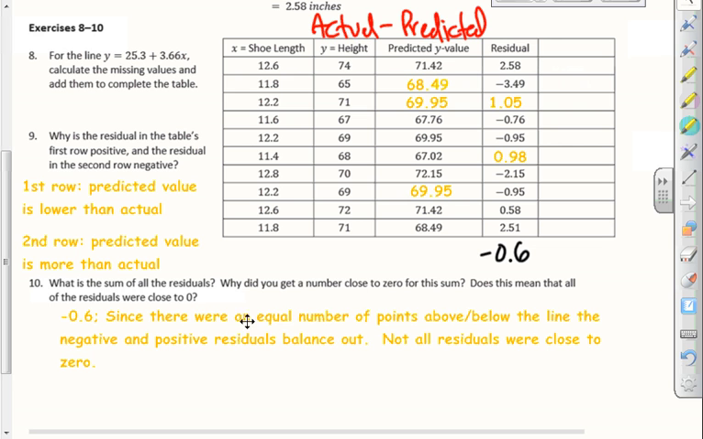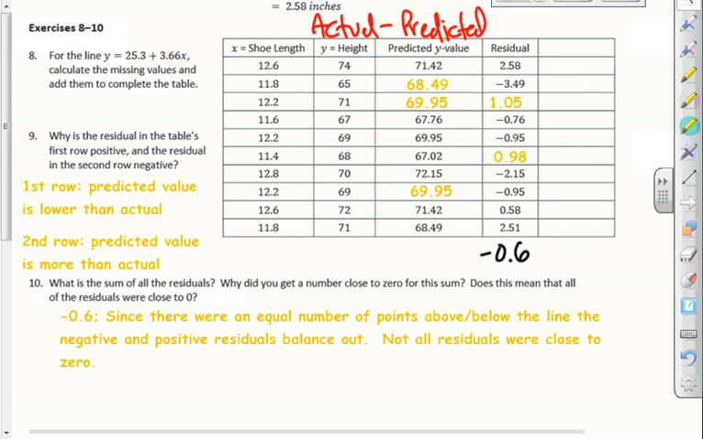All right, so since we had about an equal number of points above and below the line, the negative and positive residuals will balance out. And of course, as we saw, not all residuals are close to 0. The interesting thing to note about this is that we could have gotten a sum of the residuals to be close to 0 with the other line, the one we didn't choose.